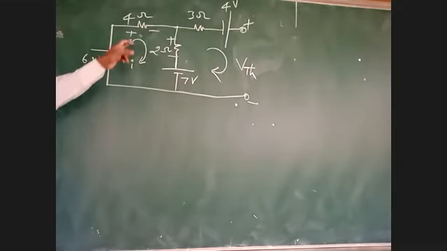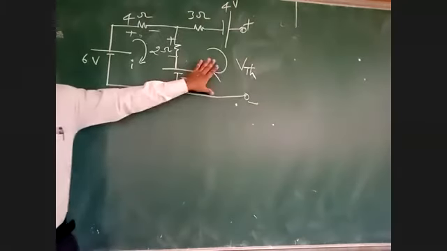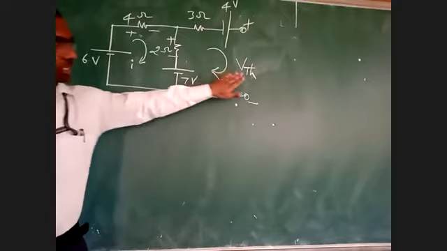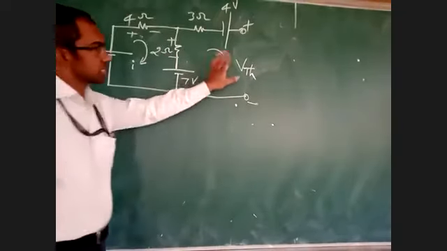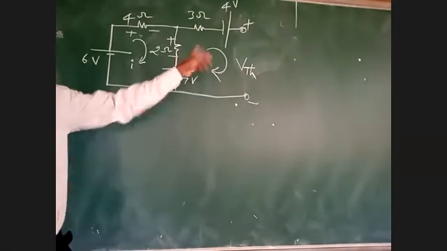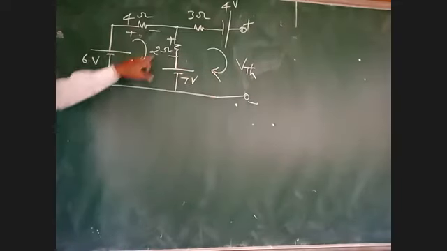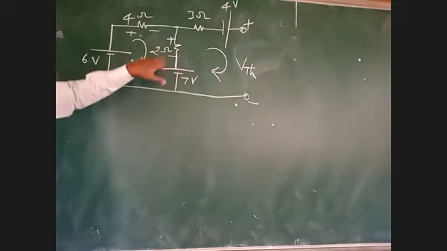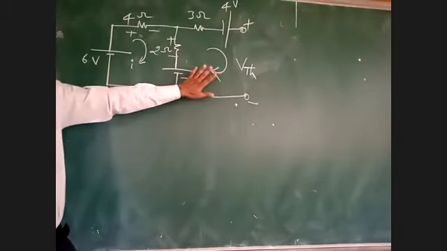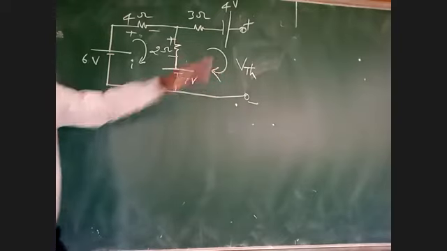Please note down. In this loop, take plus and minus because it is the current direction. In this loop, I am not taking plus and minus because this is not the current direction. This is only the reference direction for determining VTH. We can consider this direction or the reverse direction. For this arrow, don't take plus and minus. Only for this closed loop, we'll take plus and minus. Please remember this point. Don't get confused in the exam. For this arrow, I am not taking plus and minus, because this is not the current direction, this is the reference direction.